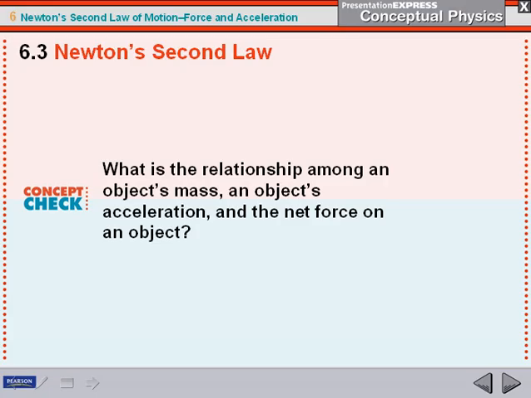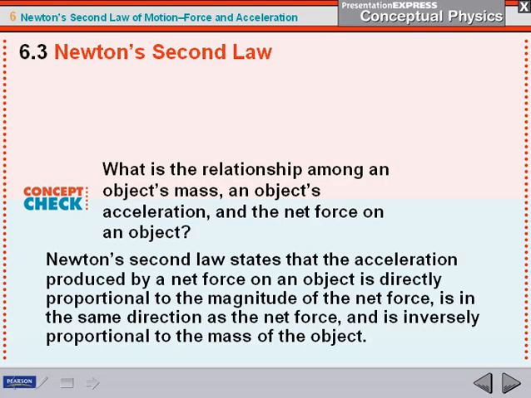So what is the relationship among an object's mass, its acceleration, and the net force on the object? It's Newton's second law. The acceleration produced by a net force on an object is directly proportional to the magnitude of the net force, is in the same direction as the net force, and is inversely proportional to the mass of the object.